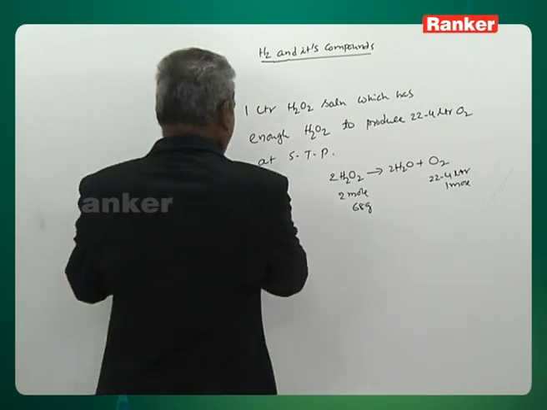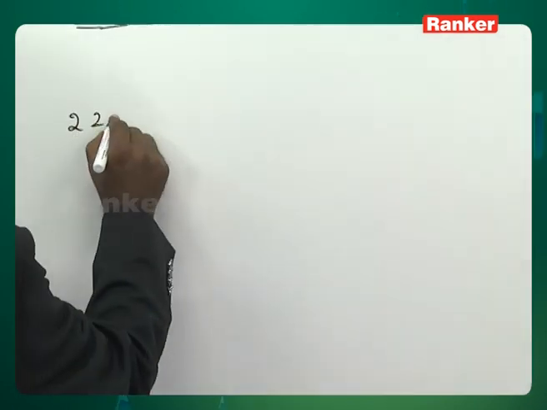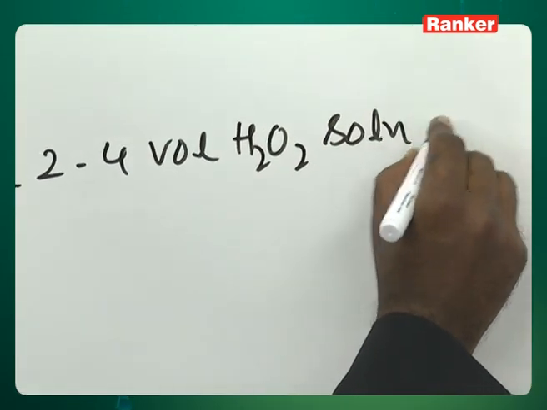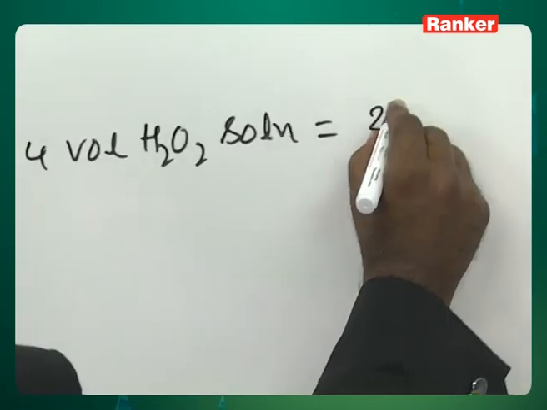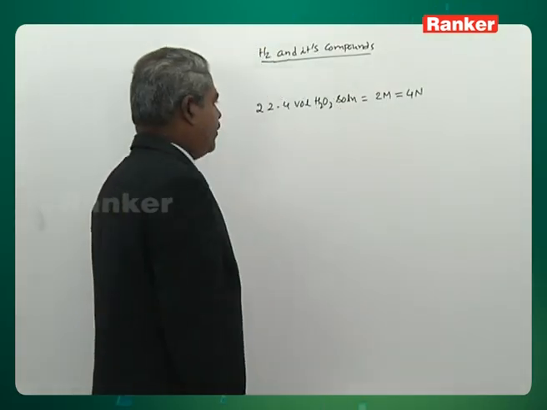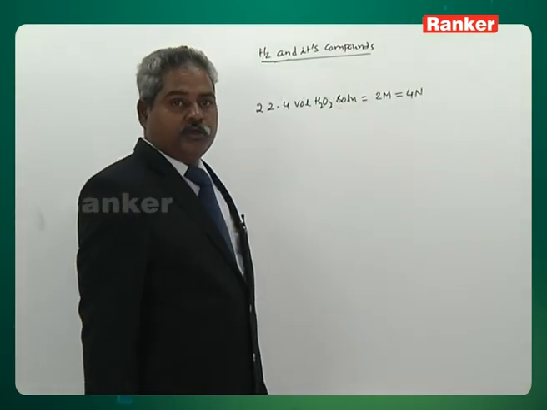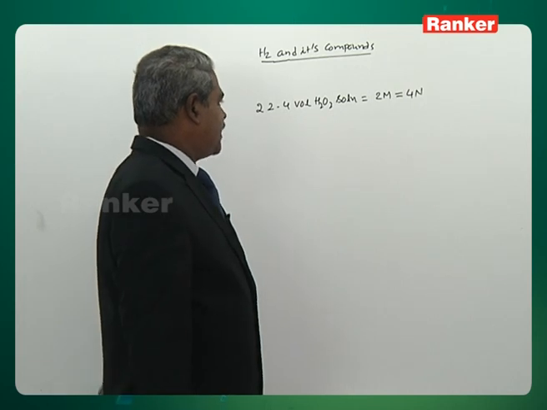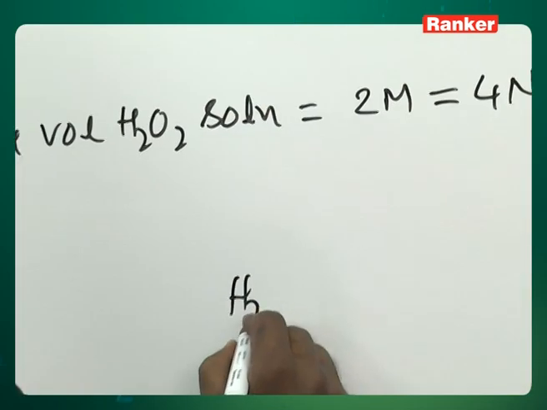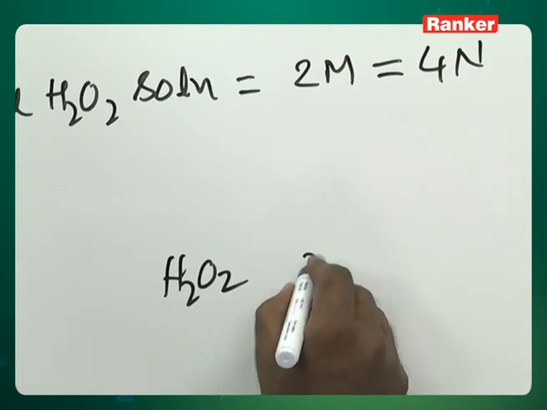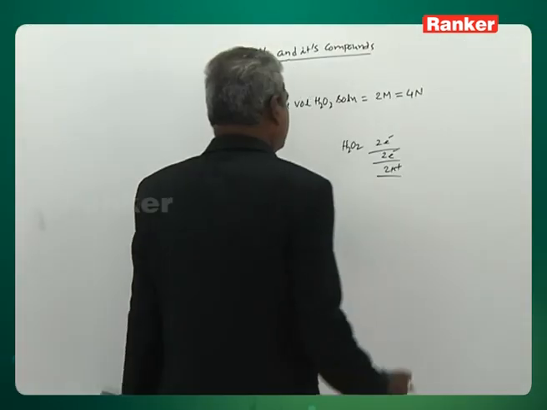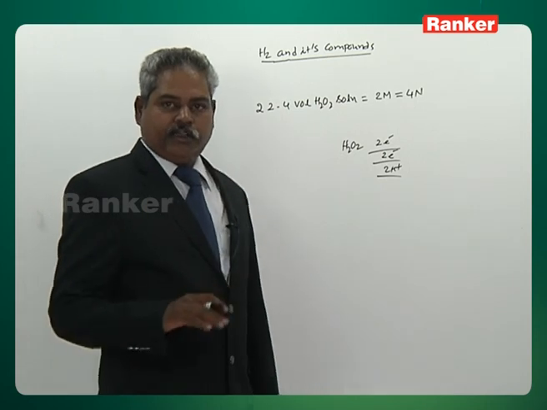So, to conclude, 22.4 volume H2O2 solution means 2 molar, 4 normal. Normality will be 4 because molarity is equal to 2. Since H2O2 is a dibasic acid, normality is 4. The N factor of H2O2 is 2, means H2O2 can take 2 electrons, can give 2 electrons, can give 2 protons. Its n-factor is 2. Therefore, it is equal to 2.